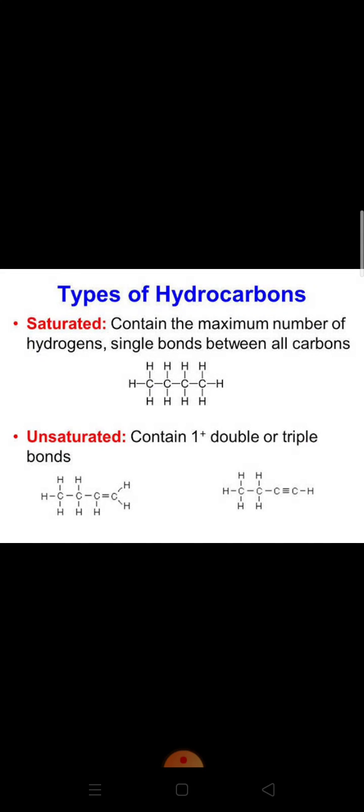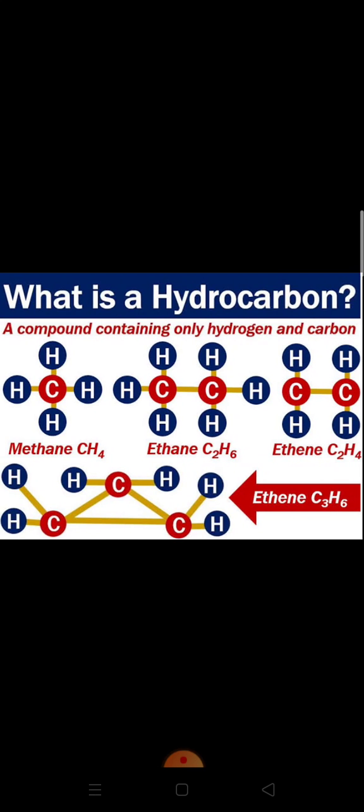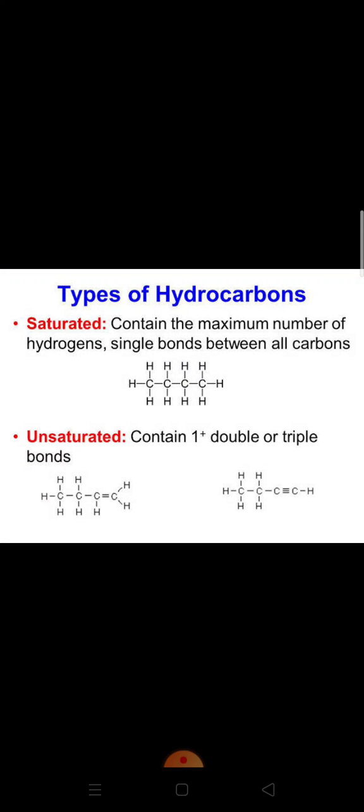There are two types of hydrocarbons, saturated and unsaturated. Saturated hydrocarbons contain the maximum number of hydrogens, with single bonds between all carbons. And these are called alkanes with the general formula CnH2n+2. The next is unsaturated hydrocarbons, which contain a double or triple bond. If a hydrocarbon contains a double bond, it is called alkene. And if it contains a triple bond, it is called alkyne.